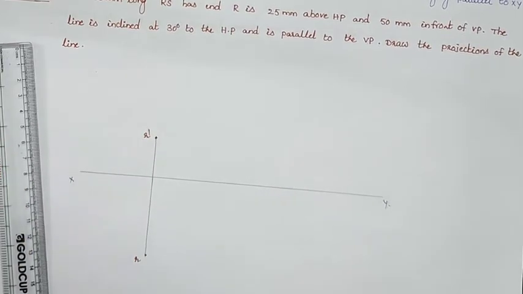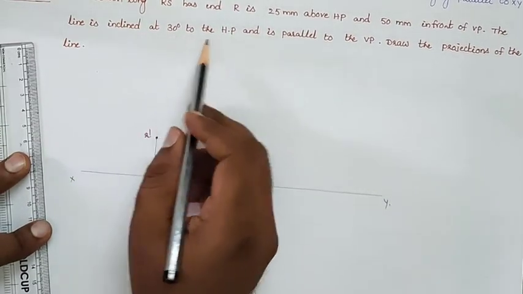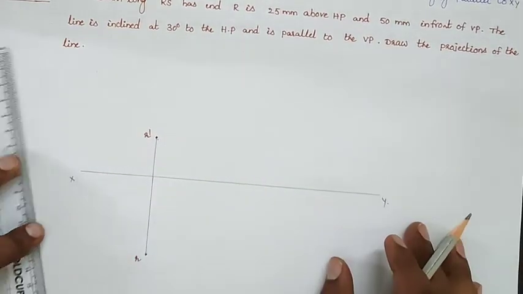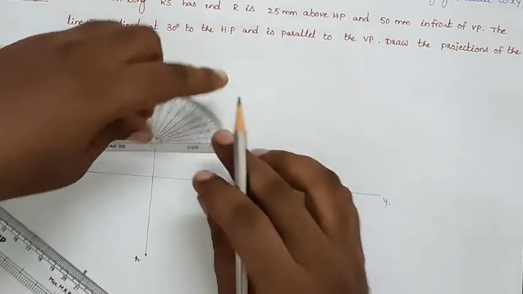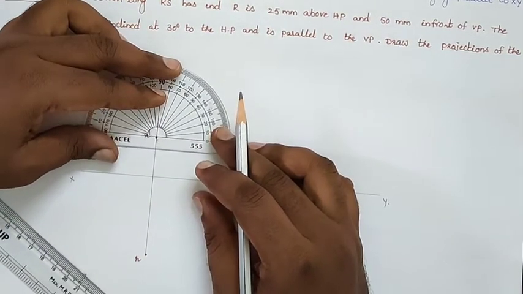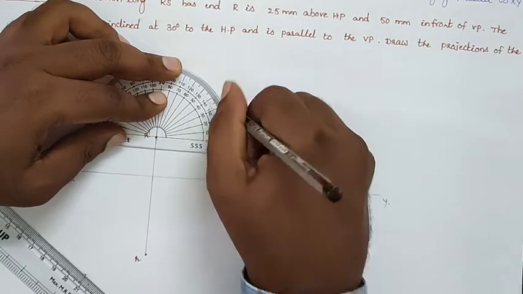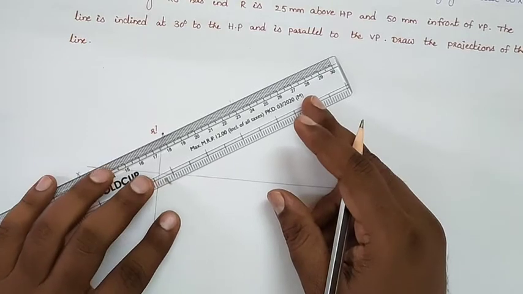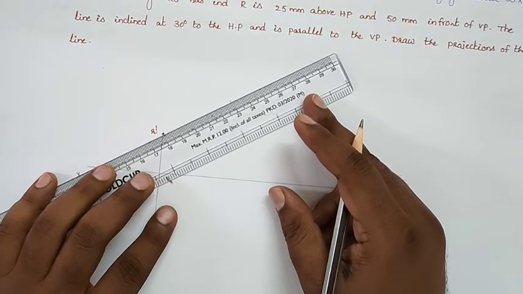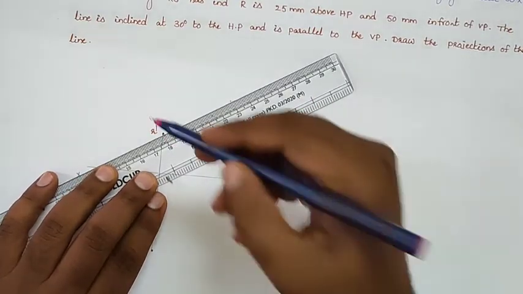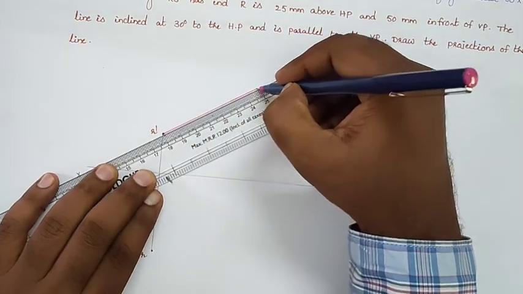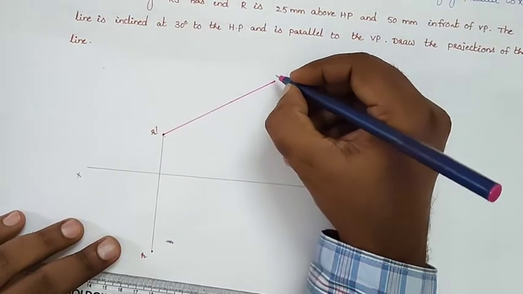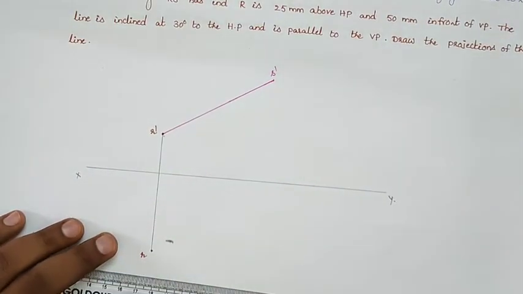So after drawing the projection of point R, they are giving the inclination with respect to HP. So that means from R dash, making an angle of 30 degrees, I will draw the true length of the line. What is the true length of the line? Here they are giving that 80 mm. So the true length of the line is 80, R dash and S dash line.